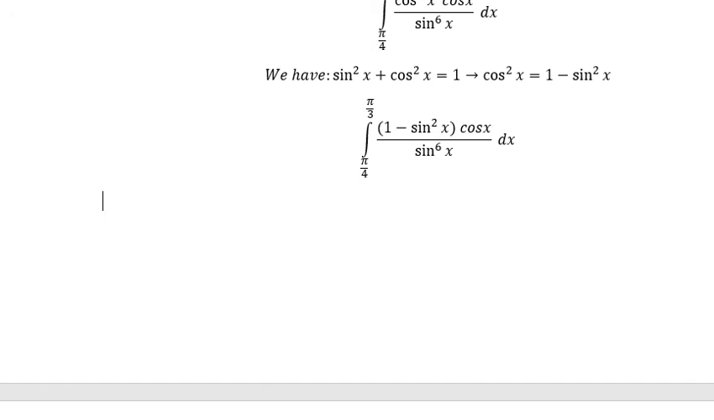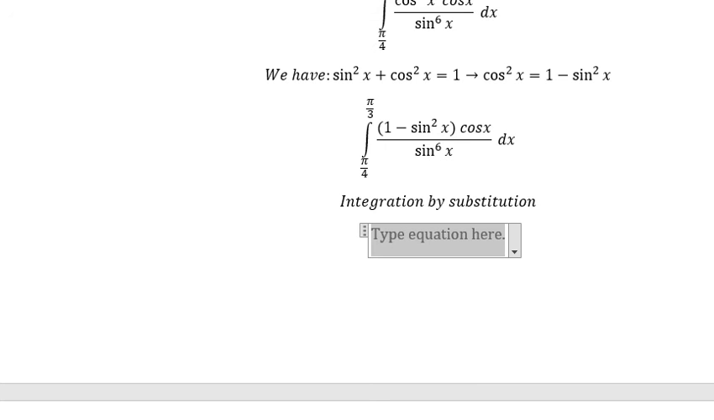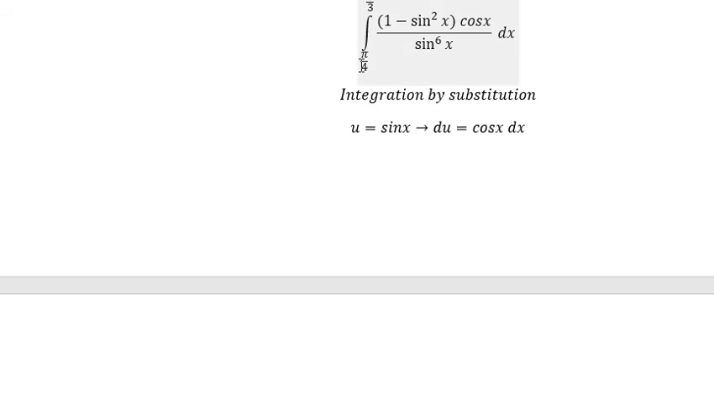So I need to use integration by substitution. I will put u equal to sine s. Later we take the first derivative of both sides, so we have du equals cosine s ds. Next, we need to change the bounds.